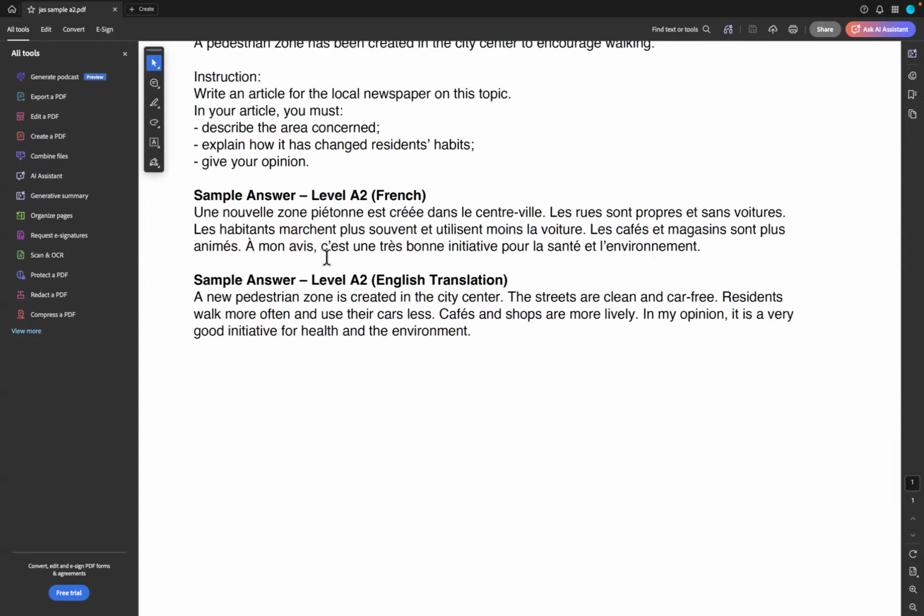Amonavi is "in my opinion." So this is a phrase you can use. Okay. C'est une très bonne initiative. This is a very good initiative. Initiative. Okay, initiative. Pour la santé, l'environnement. The good initiative for health and the environment. Santé is health and the environment.